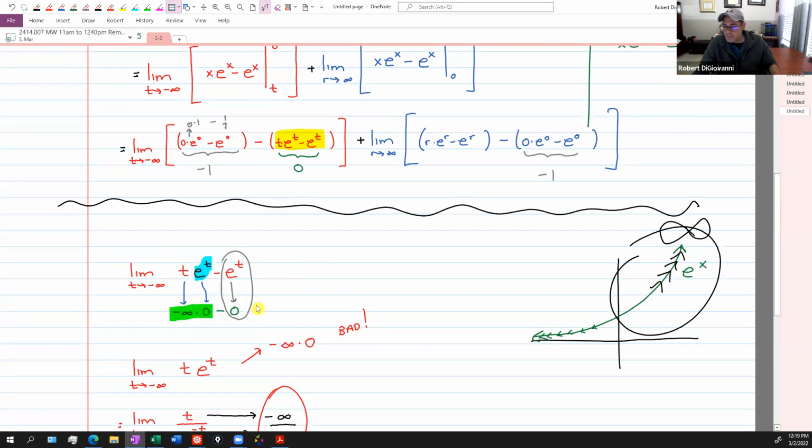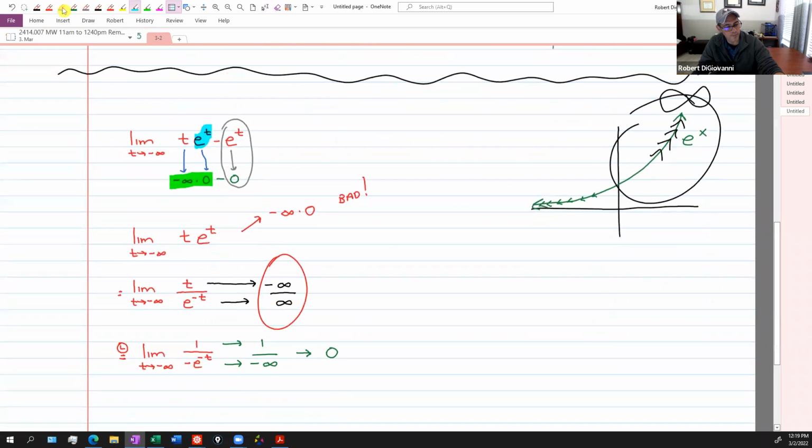All right, we're not done. We still have to do this one over here. The one here in blue. We got to do that limit as well. We having fun yet? Limit as r goes to positive infinity of r e to the r minus e to the r.